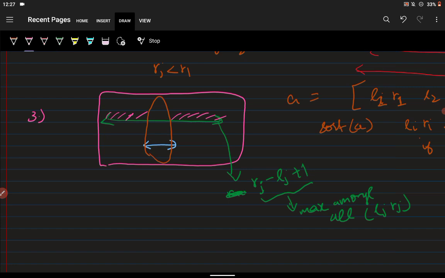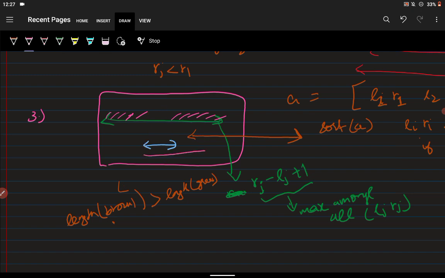Because if it is not the maximum, let's say there is some other range, brown, whose length is greater than the length of green, then we have this case, that between the brown and blue there is no intersection, and the length of brown is greater than the length of green.